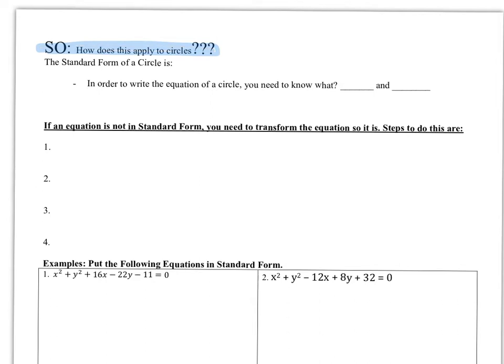So let's talk about the standard form of circles. The standard form equation of a circle, remember, is x minus h squared plus y minus k squared equals r squared. In order to write an equation of a circle, I need to know 2 things. What 2 things do I need to know? I need to know the center, and I need to know the radius.